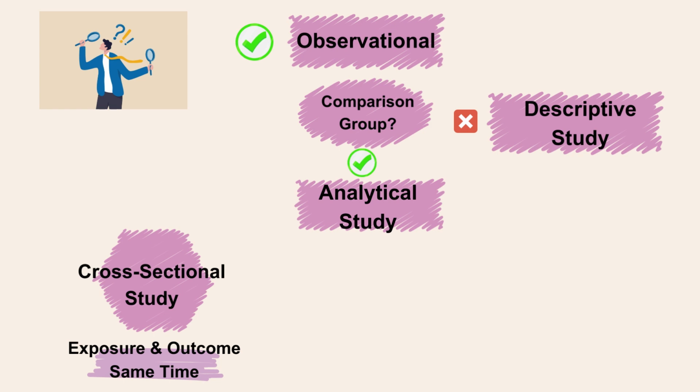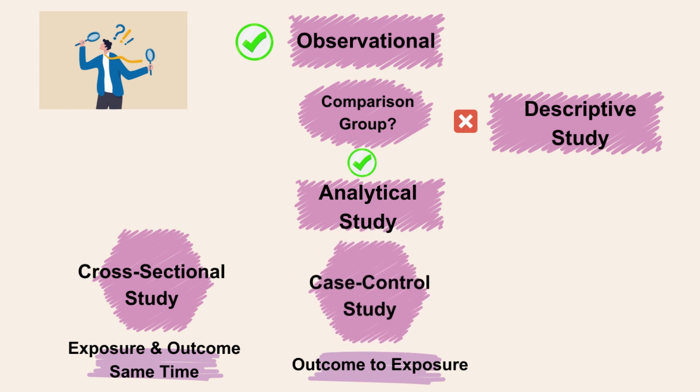If researchers started the study from the outcome or disease and they are moving towards the exposure, this is a case control study. And if the researchers started the study from the exposure and then moved forward in time to see the outcome, this is known as a cohort study.